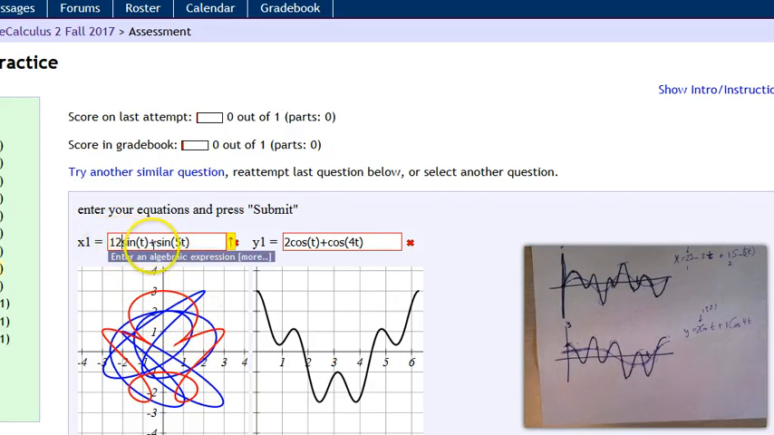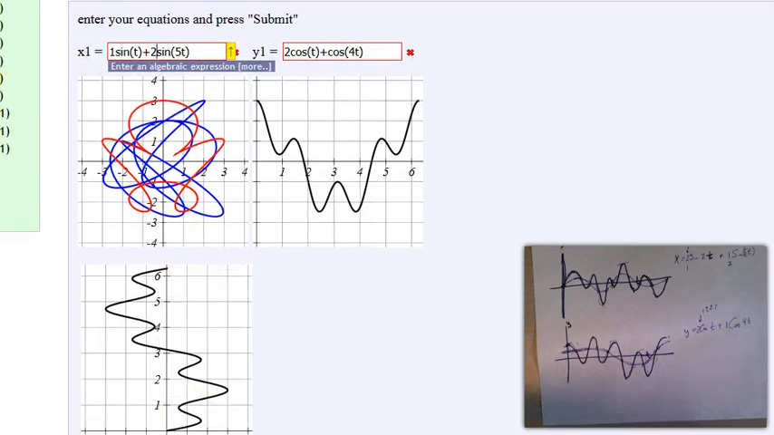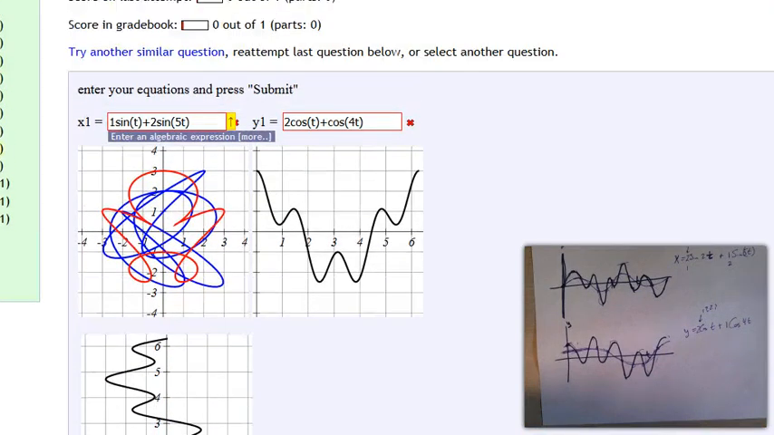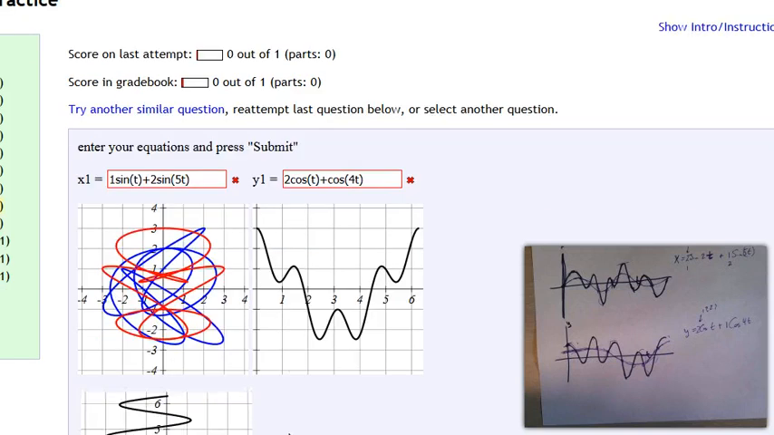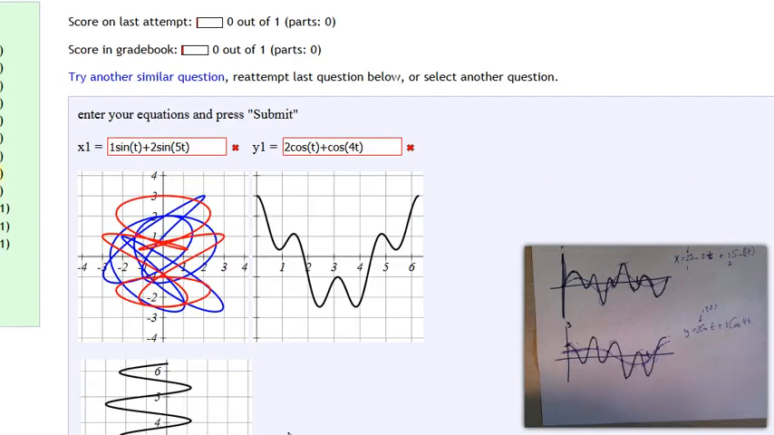Let's try 1 and 2 on the X's here. Where's my submit button? There it is. Okay. Now my Y's are definitely wrong, but I like my X's, right? I'm looking at, well, they're not quite right. But I'm starting off here, and I see going out to there, which is pretty close to that one.